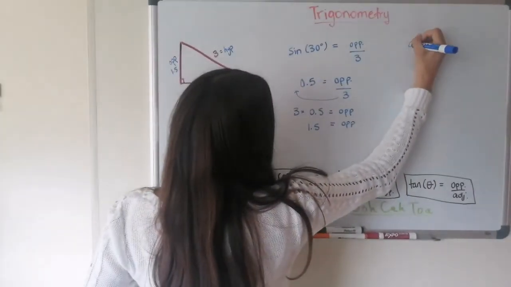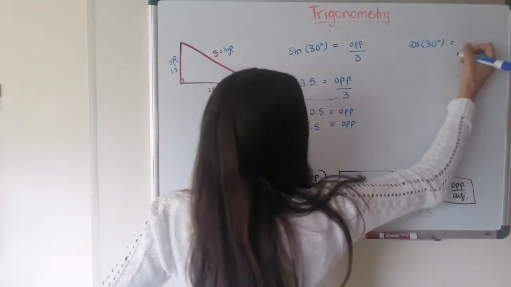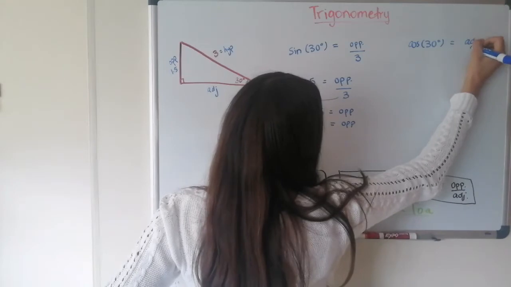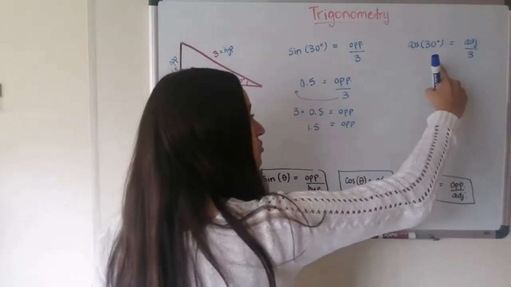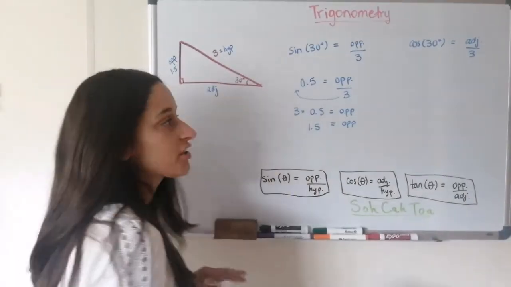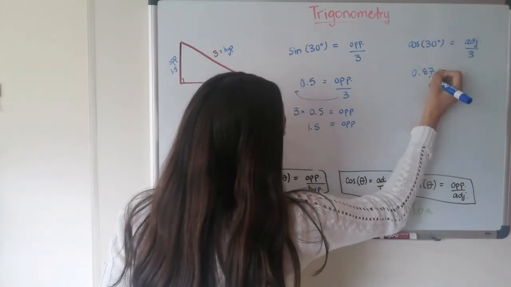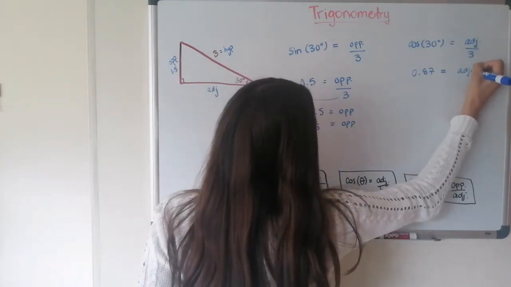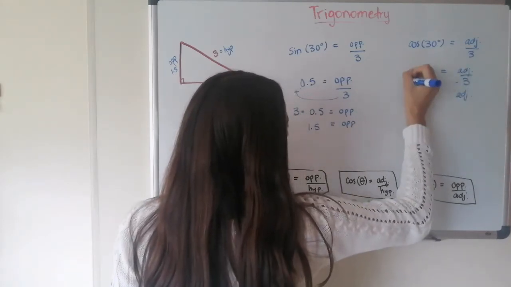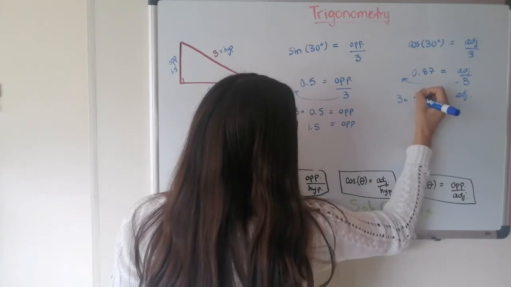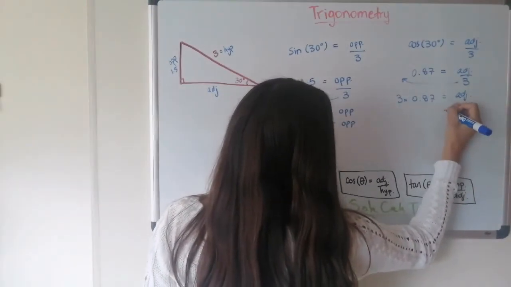So we also know that cosine of 30 is equal to, because of its definition, adjacent that we're figuring out, over the hypotenuse, which in this example is 3. And cosine of 30, if you put it in a calculator, you'll see it's close to 0.87. So you can say 0.87 equals adjacent over 3. And to solve for the adjacent, you pass the 3 to multiply over here, and you get 3 times 0.87, which will give you around 2.6.